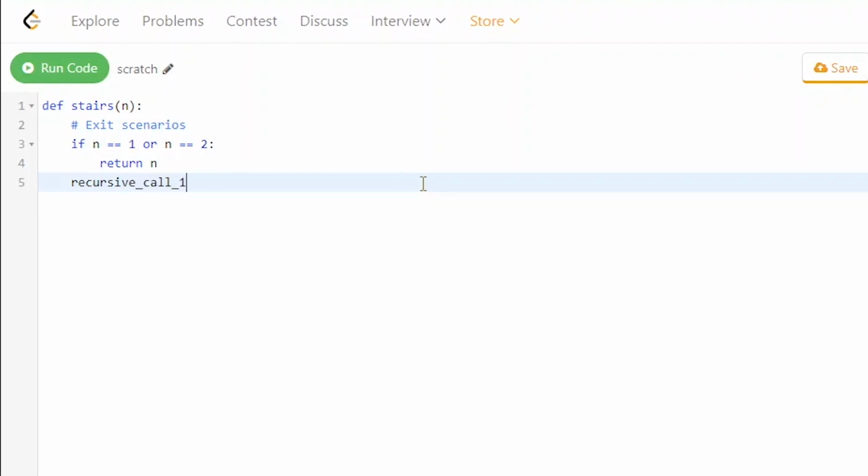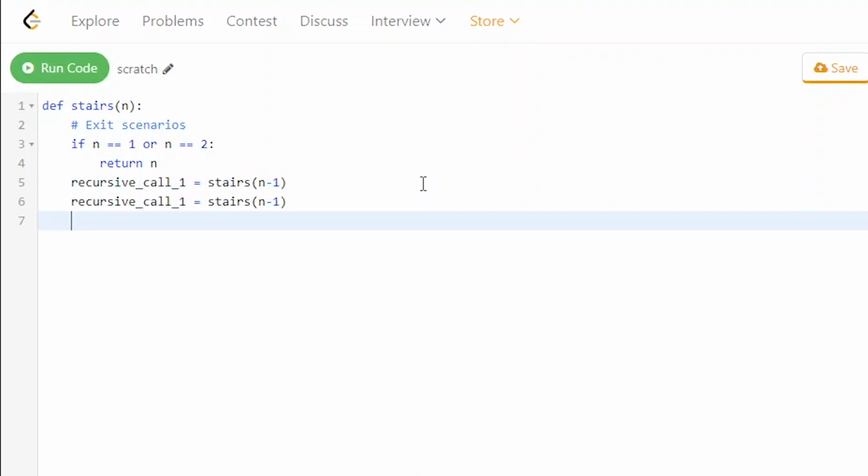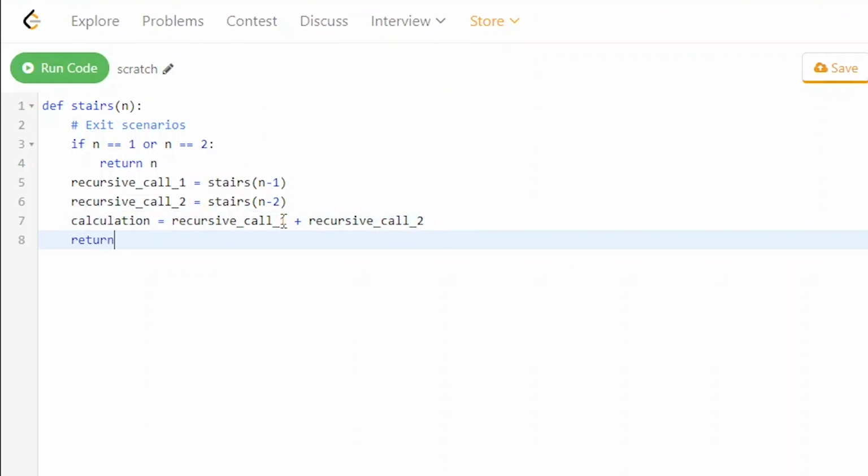Recursive call 1 equals stairs of n minus 1. Similarly, recursive call 2 equals stairs of n minus 2. And then the last step would be to do the calculation, which is recursive call 1 plus recursive call 2. And then we return that calculation.